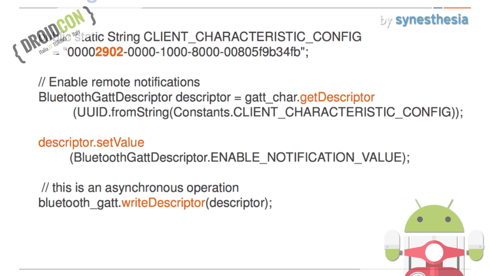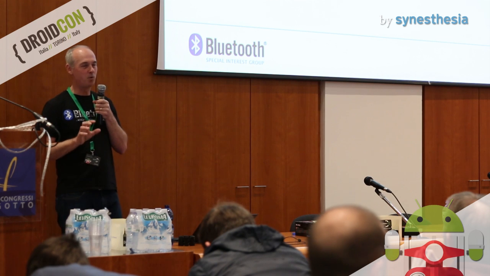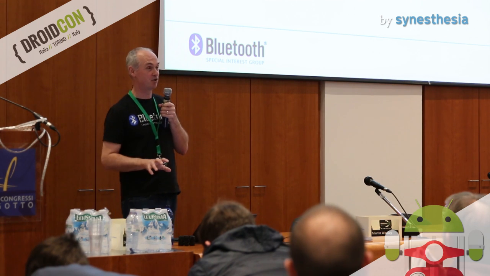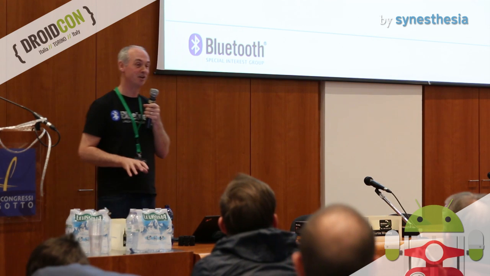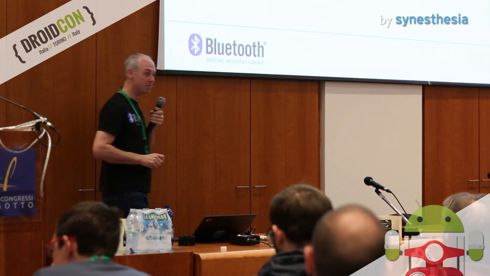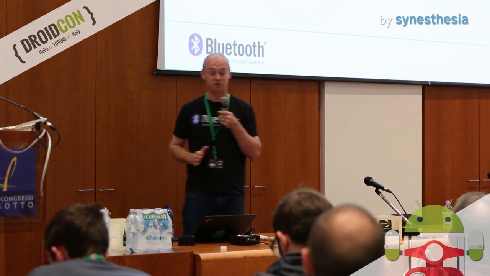And this is the first time we use descriptors. Descriptors are metadata associated with characteristics, but they can also be used for configuration purposes. And there's a special type of descriptor with a wonderful name. It's the client characteristic configuration descriptor. Try saying that quickly. Its job is to allow you to do things like switch on and off notifications and indications.